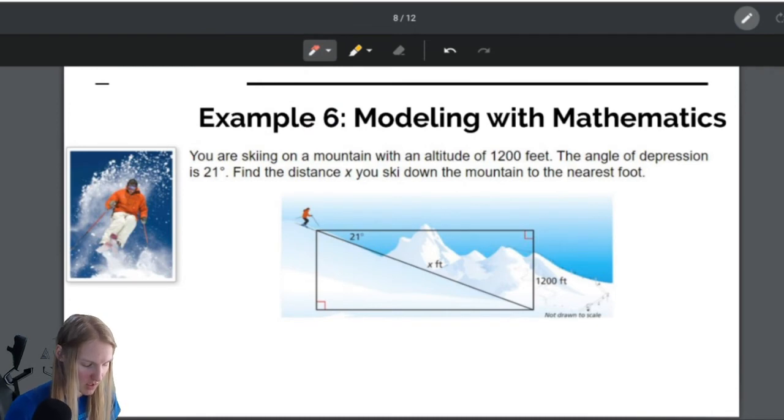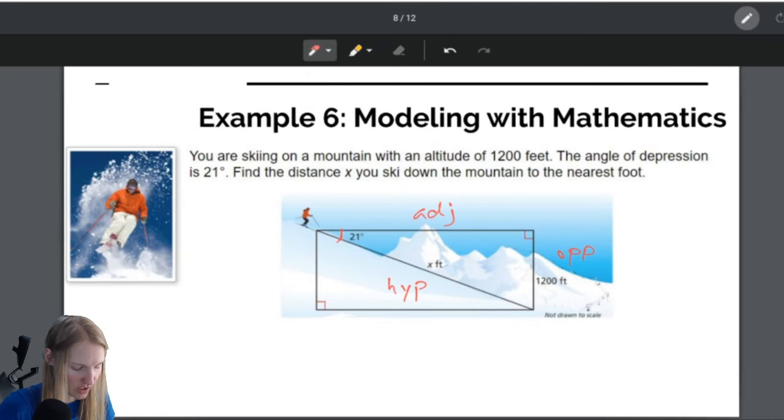So, we are looking at this angle right here, since that's the only one we have. We are looking at the 21 degrees, which makes this the opposite, and this the adjacent, because the hypotenuse is always opposite the right angle. Beautiful.